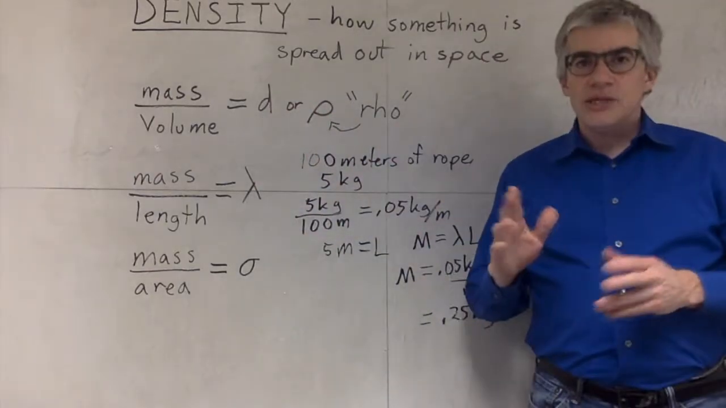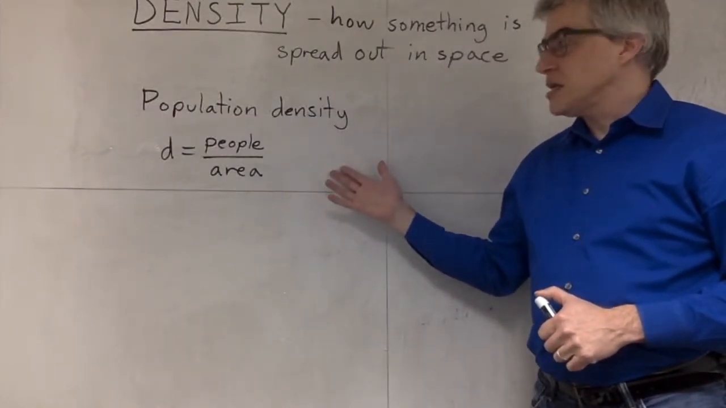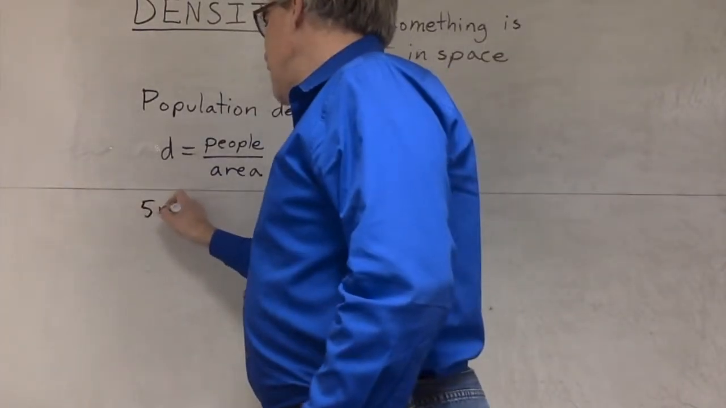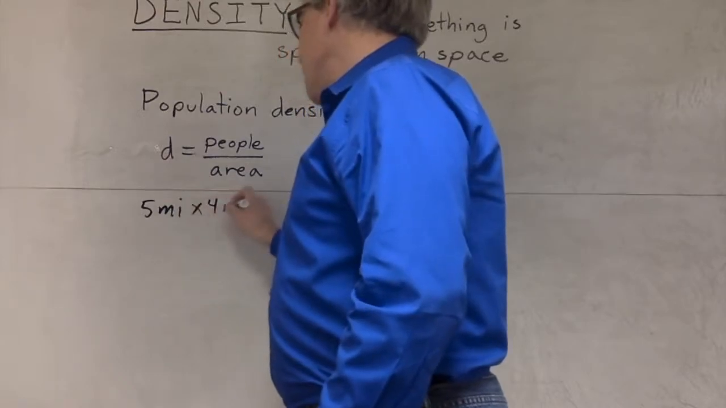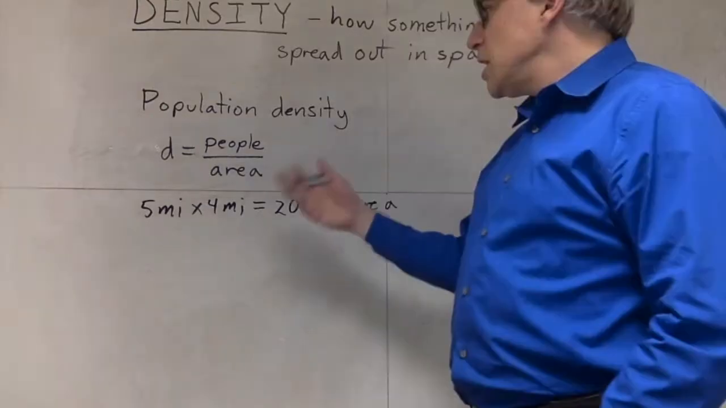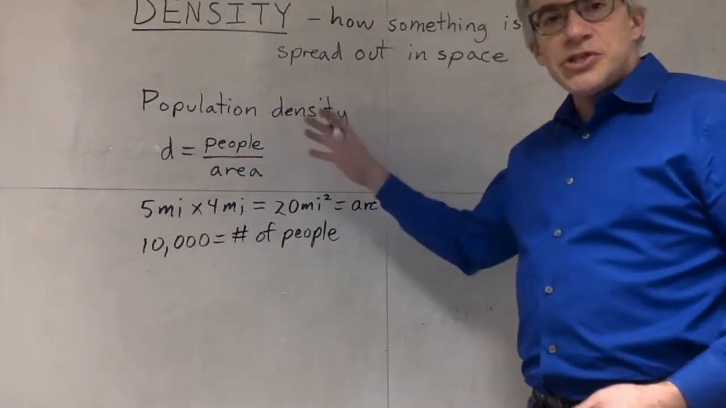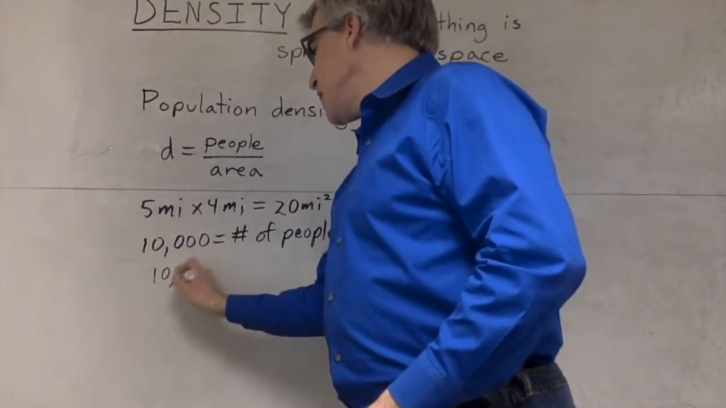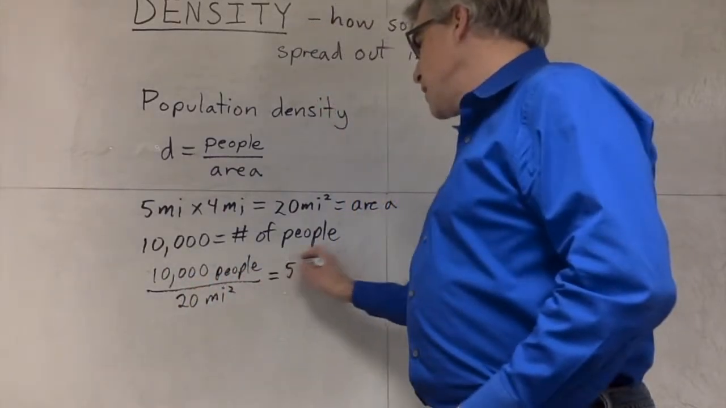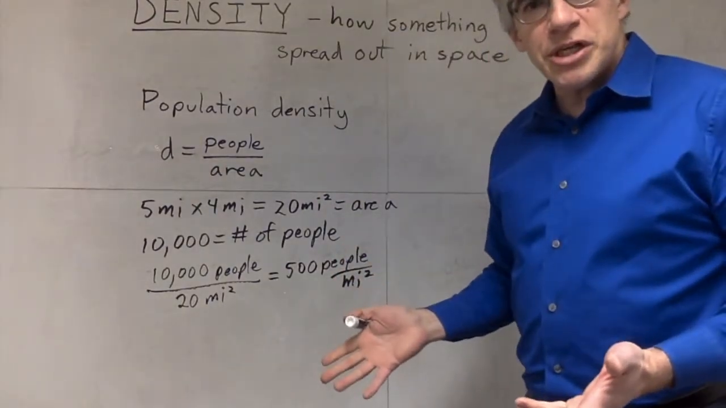But mass is not the only thing that can be spread out. You can also have population density, how many people there are per square mile. If you had an area that was 5 miles wide and 4 miles long, you know that would have an area of 20 square miles. If you had 10,000 people living in that area, then your population density will be 10,000 people over 20 square miles, and that would be 500 people per square mile.